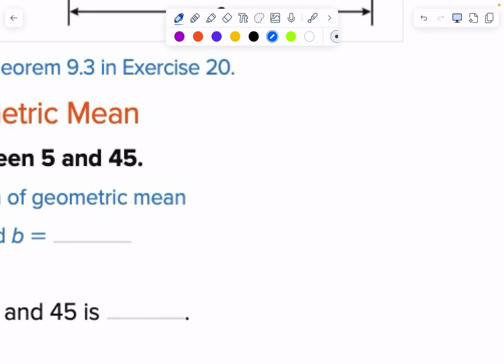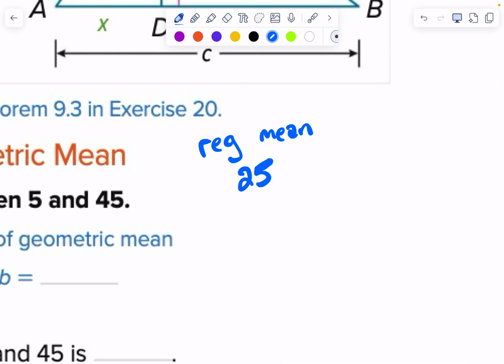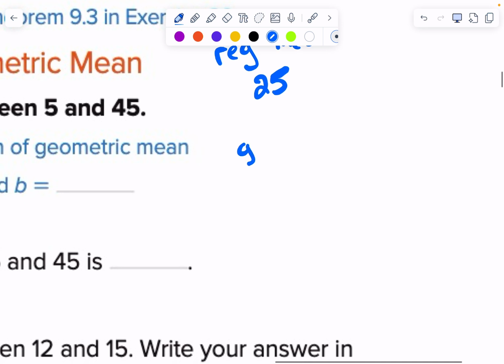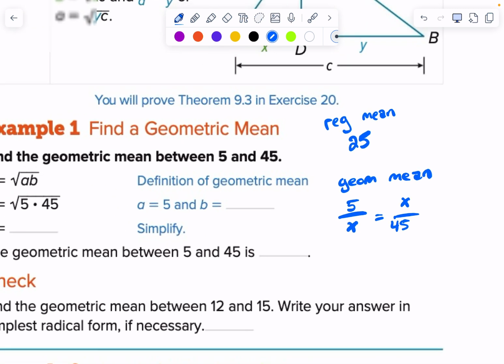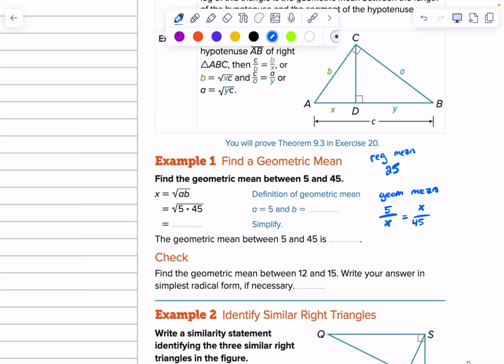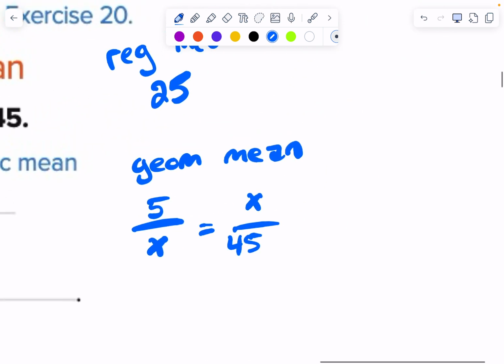Geometric mean. If I do regular mean of 5 and 45, you should be able to do that in your head. 25, right? 5 plus 45 is 50 divided by 2 is 25. That's the regular mean. But geometric mean means you're doing like 5 over x equals x over 45. Something like that, right? This is example 1 on the next page. We're going. Keep up.